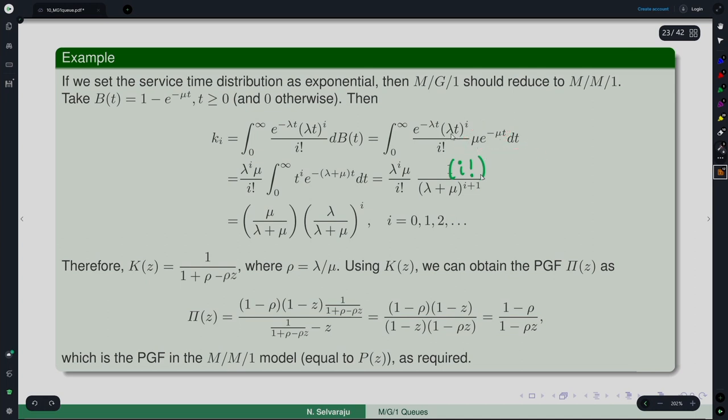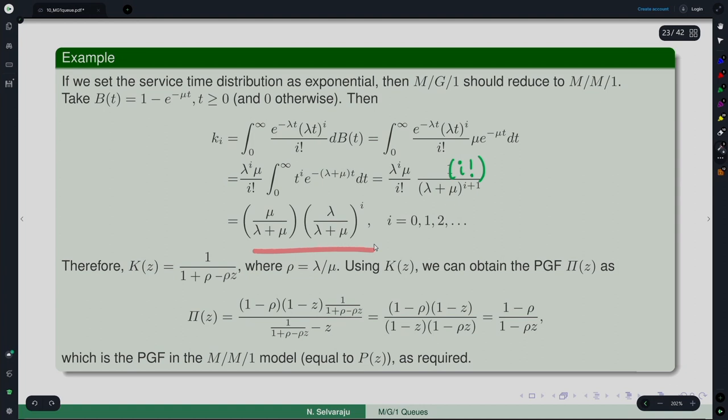Now, what you have to do? This lambda to the power i, you take it out, mu you take it out, i factorial you take it out, and you will get this here. Then this one, this gamma quantity will give you i factorial, and hence this and this will get cancelled. Suppose you make a transformation (lambda plus mu) times t equal to some u, then you can write this whole integral, and what you are left with will result in i factorial divided by this quantity. So, this will get cancelled, and this will result in this expression.